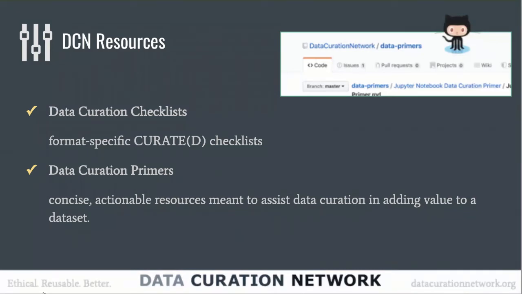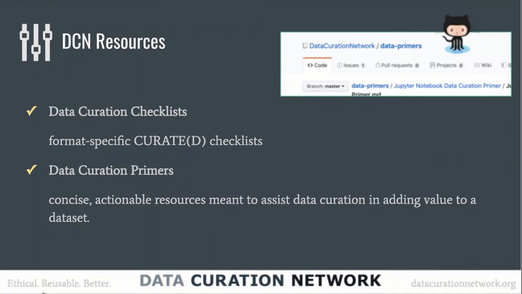So this gets into another one of our initiatives, which is the DCN resources. These include data curation checklists. These are format or subject-specific curation checklists that abide by the CURATED model, as well as these primers. And these primers are really meant to jumpstart the curation process for a variety of file formats or domains or disciplines.